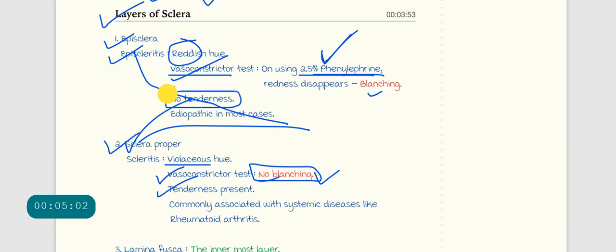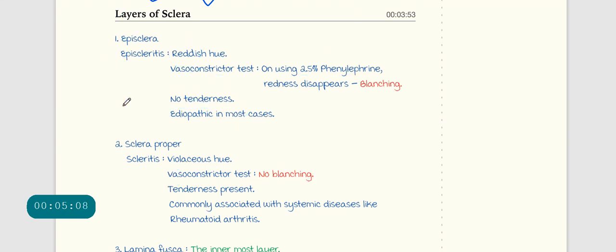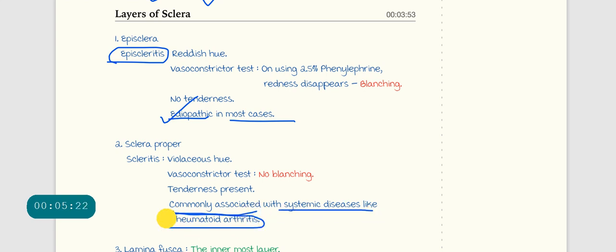Another point: episcleritis is idiopathic, due to an unknown cause in most cases, whereas scleritis is commonly associated with systemic diseases like rheumatoid arthritis.